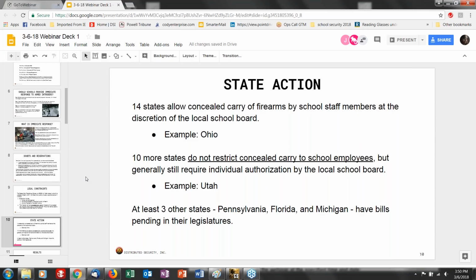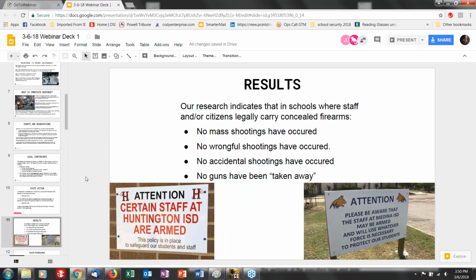Our research from DSI indicates that in schools around the country where staff and or other citizens legally carry concealed firearms, there have been no mass shootings. There have been no wrongful shootings. There have been no accidental shootings, and no guns have been taken away from teachers or other staff.